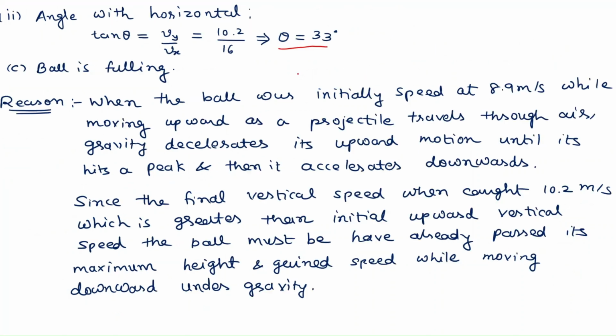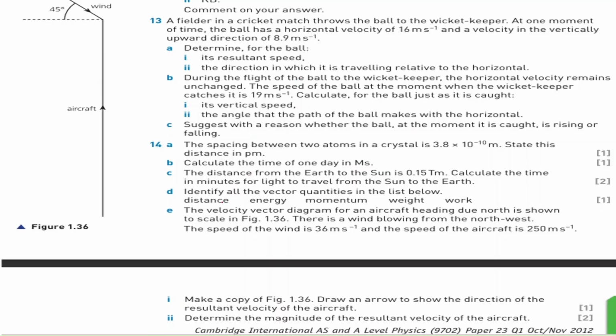Now, in part C, the distance from the Earth to the Sun is 0.15 terameter. I hope you know what a terameter means: 10 to the power 12 meter. Now calculate the time in minutes, not seconds here, for light to travel from the Sun to the Earth.